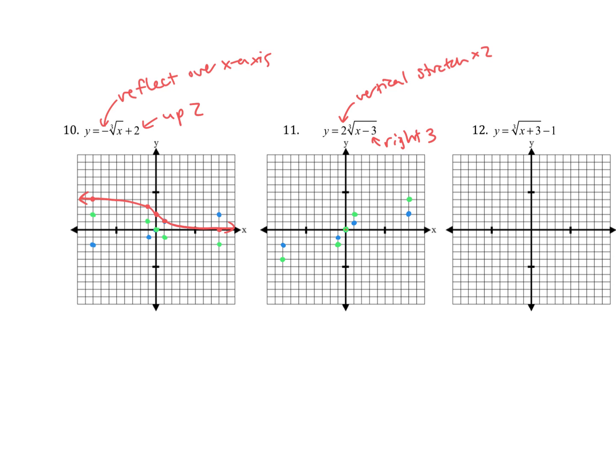So my point at 0, 0 goes 1, 2, 3 to the right. This one goes 1, 2, 3 to the right. This point would be off the graph. I'll just put it over there just so we can see where it went. This one's going 1, 2, 3 to the right, and this one's 1, 2, 3 to the right.